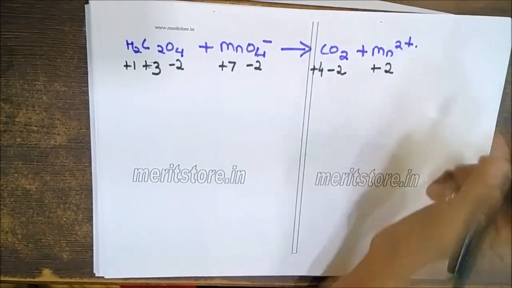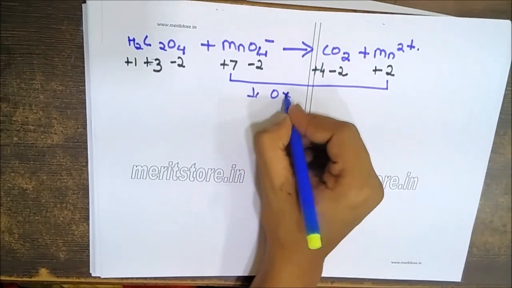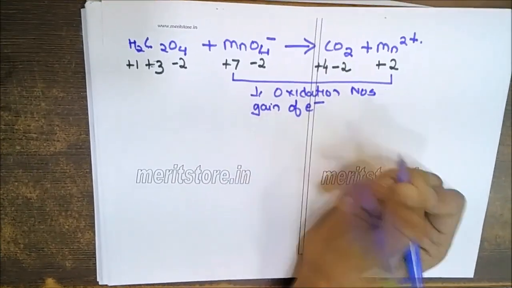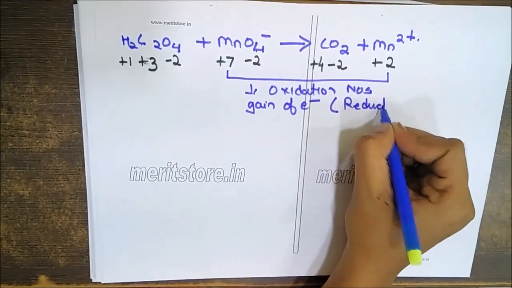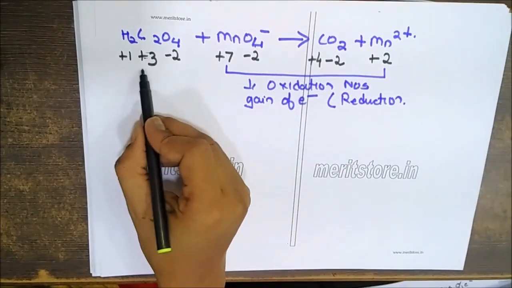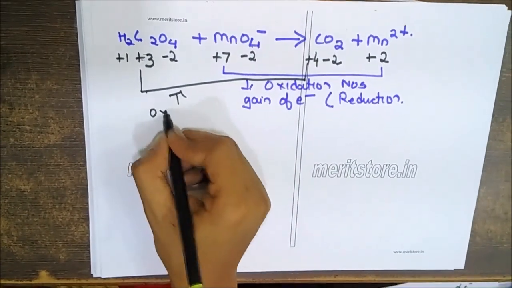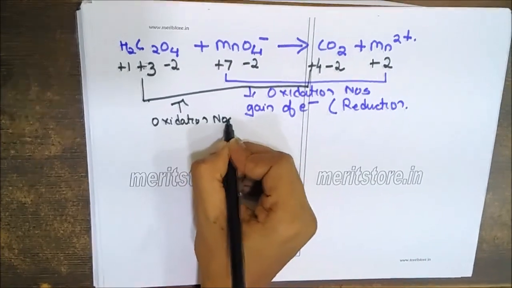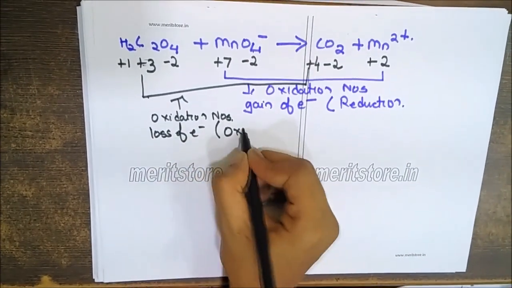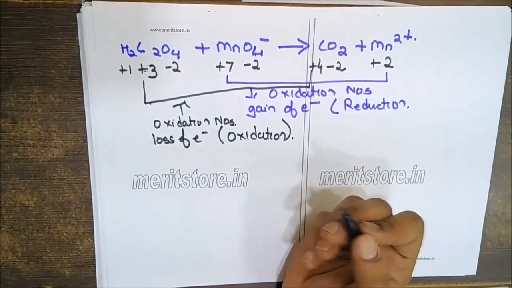Next step, we have to identify which atoms have undergone increase or decrease in oxidation number. So let's look at Mn. Mn has undergone decrease in oxidation number, which means there is gain of electrons, which means there is reduction. Alright. Now let's look at carbon. Now carbon has undergone increase in oxidation number. Increase in oxidation number means there is loss of electrons, which means there is oxidation.